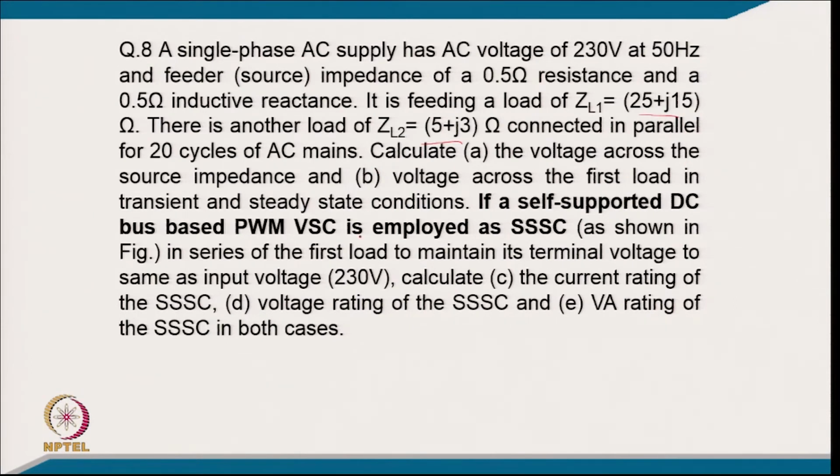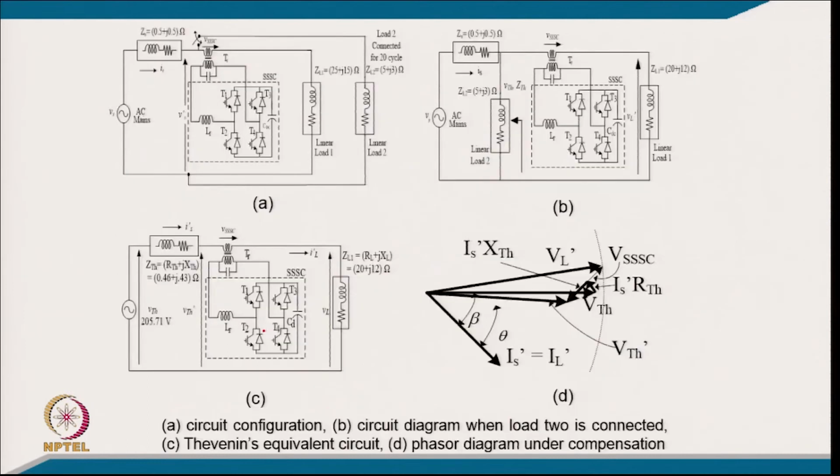If a self supported DC bus based PWM voltage source converter, SSC, is used in series with the first load to maintain the terminal voltage at the input voltage of 230 volt, calculate the current rating of the SSC, the voltage rating of the SSC, and the VA rating of the SSC in both the cases.